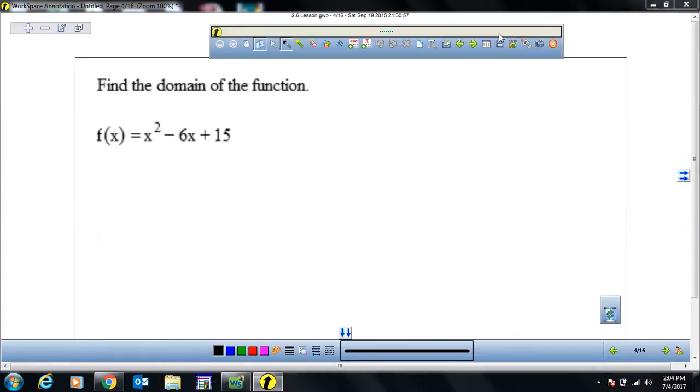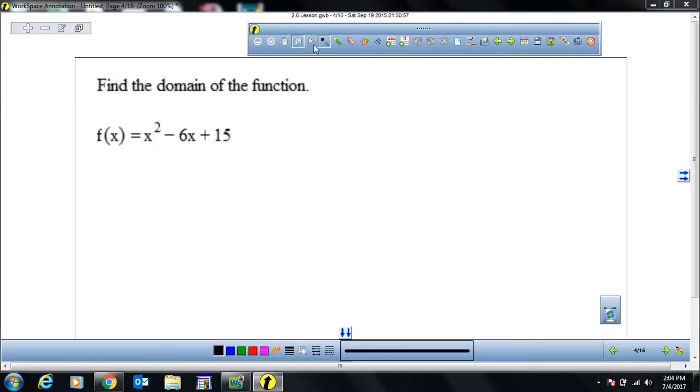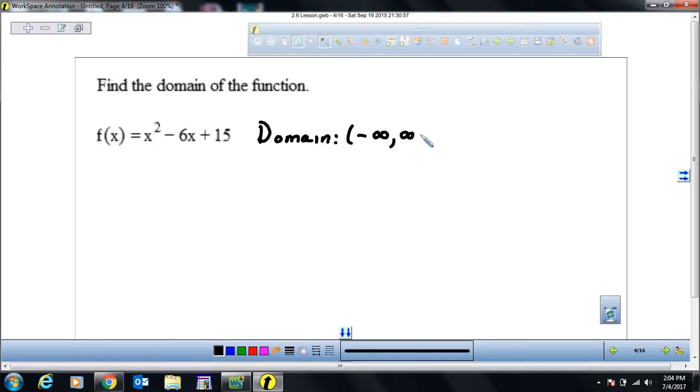Now, let's go ahead and find the domain of the following functions. f of x equals x squared minus 6x plus 15. On this first function that we're given here, you see that this function doesn't have x inside of a square root, and it doesn't have x on the denominator. So, since this one does not have x on the denominator or a square root of x, what does that automatically mean? That the domain is any number from negative infinity to positive infinity.